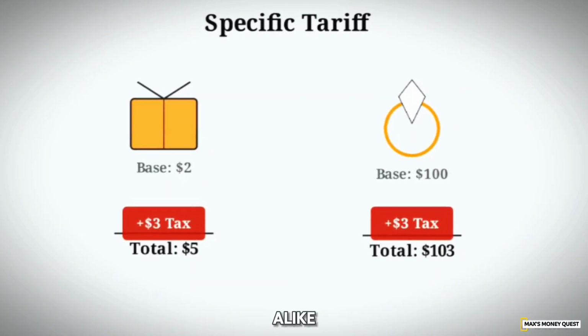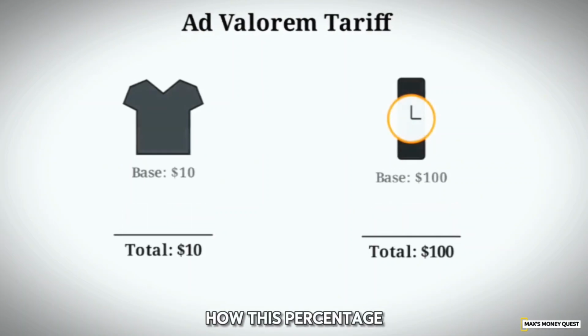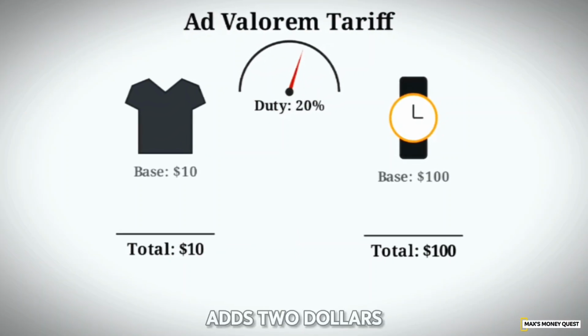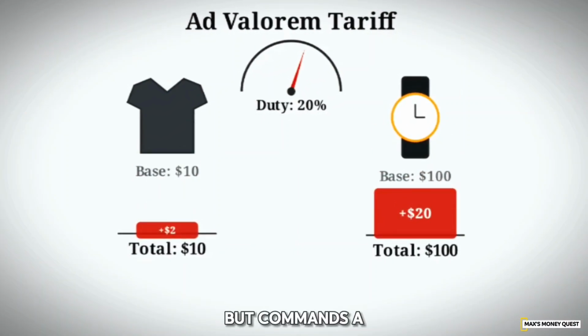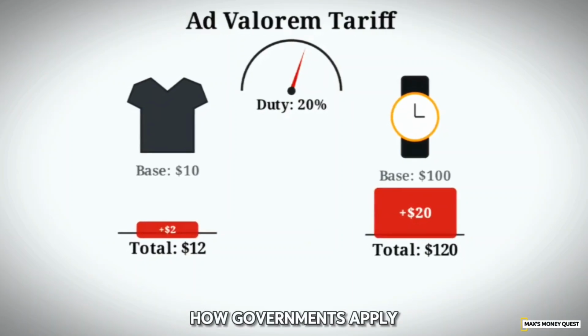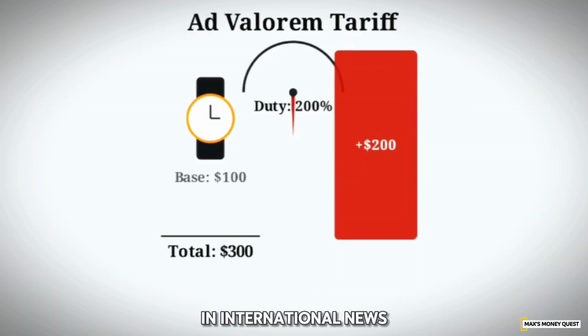luxury import alike. But modern trade policy relies far more on an ad valorem tariff. As the graphic updates, you can see how this percentage-based tax scales dynamically. A 20% duty adds $2 to a $10 item, but commands a $20 fee on a $100 product. This architecture is how governments apply the extreme 100 or 200% duties we see in international news.